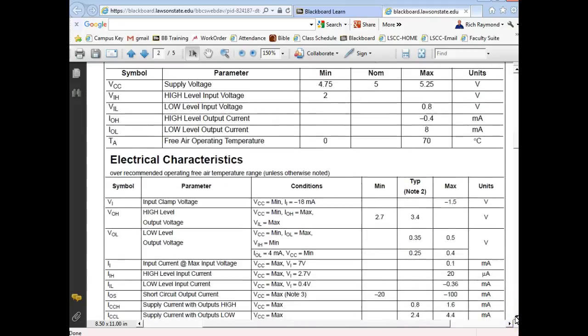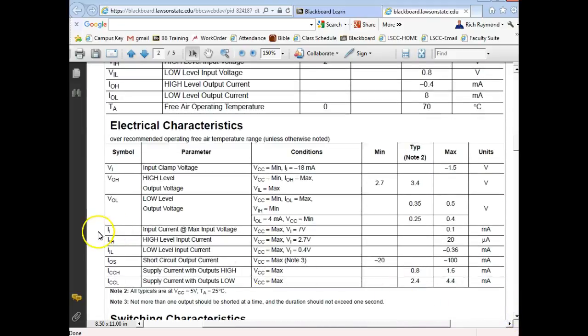Yeah, we're looking for, I'm sorry, IN high. This is what we're talking about right here, right? Yeah, it's going to be 20 microamps. And then IN low is going to be 360 microamps. And that's how much this gate would require for a high or required for a low.